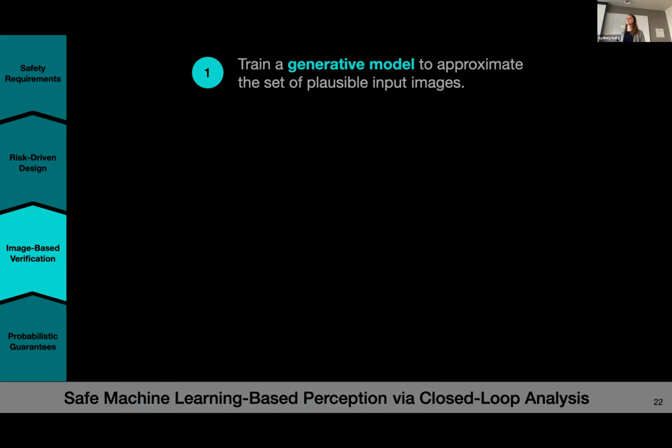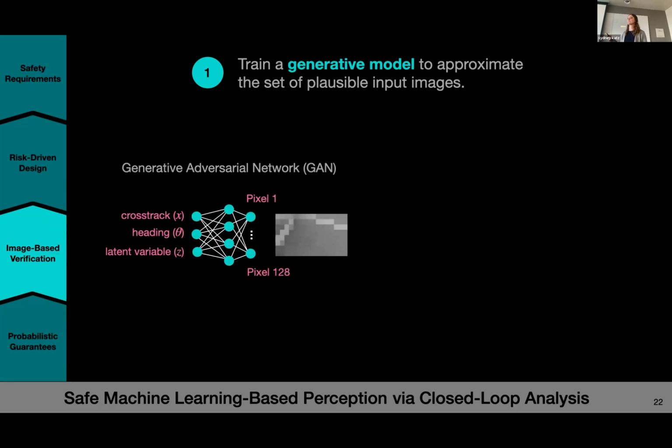Okay, so diving into each of these steps a little bit more, starting with training the generative model. We know that you could use essentially any type of generative model for this work, but we chose to use a generative adversarial network, or GAN, architecture for our particular application. I'm not really going to go into the details of how GANs work, but essentially they leave us with a generator network that takes in the true state of the system, so the cross-track and heading, and some set of latent variables, and then outputs a corresponding image observation.